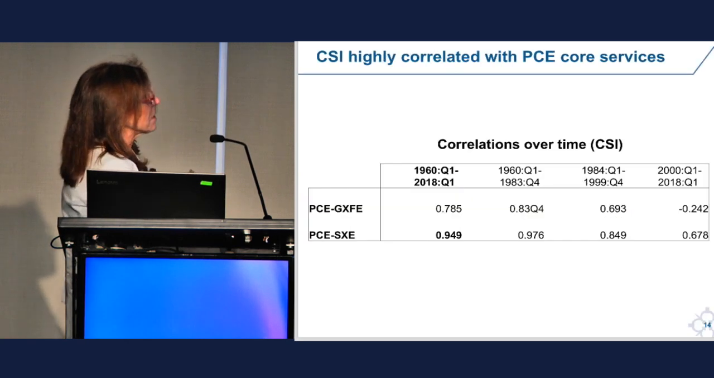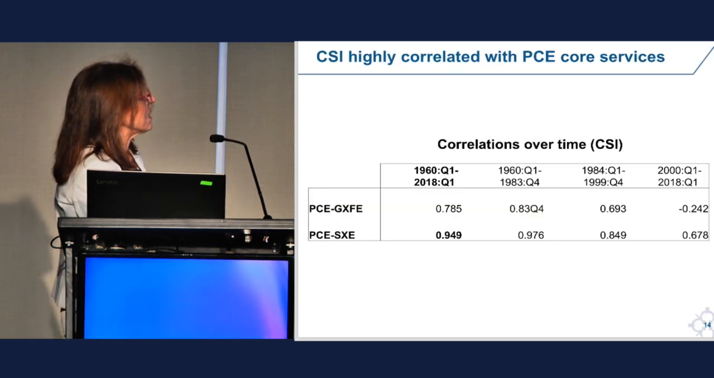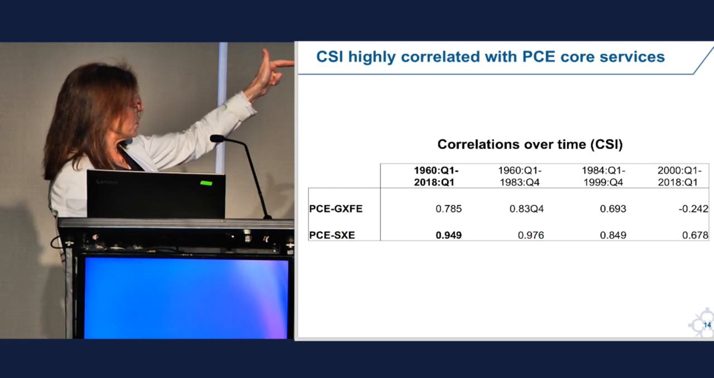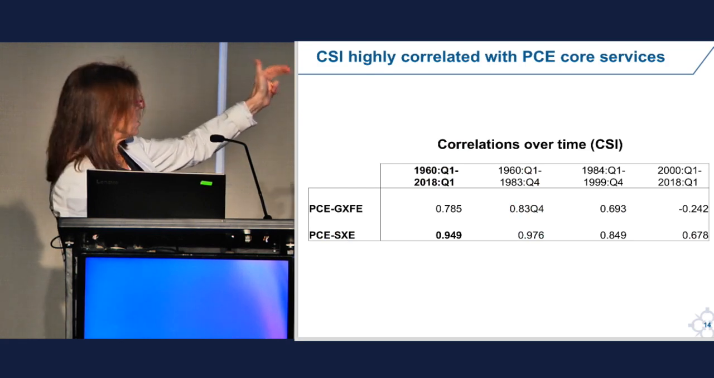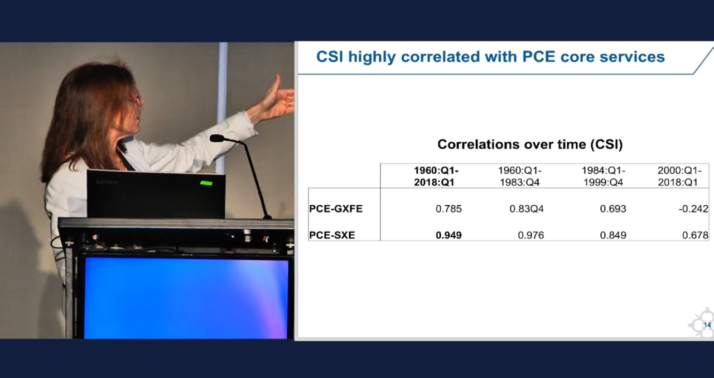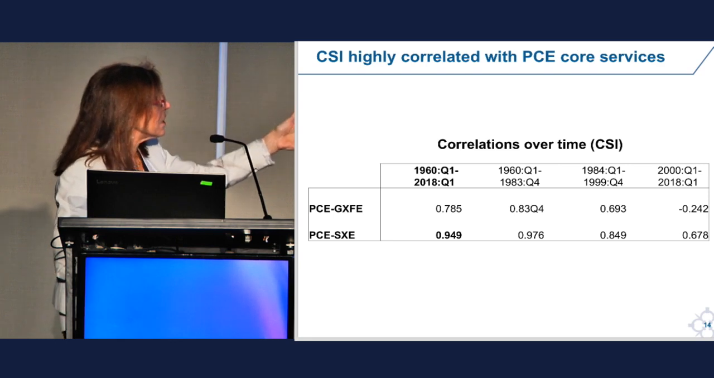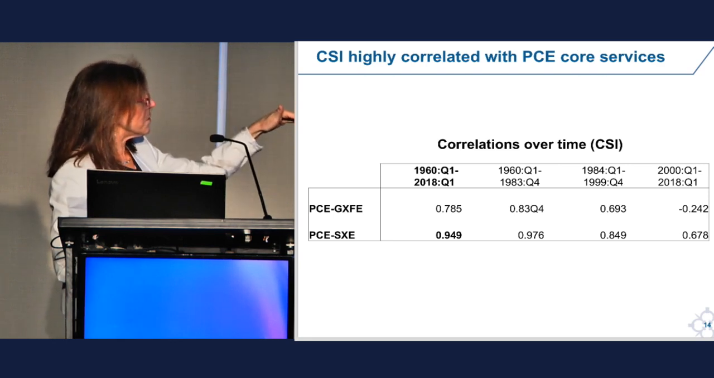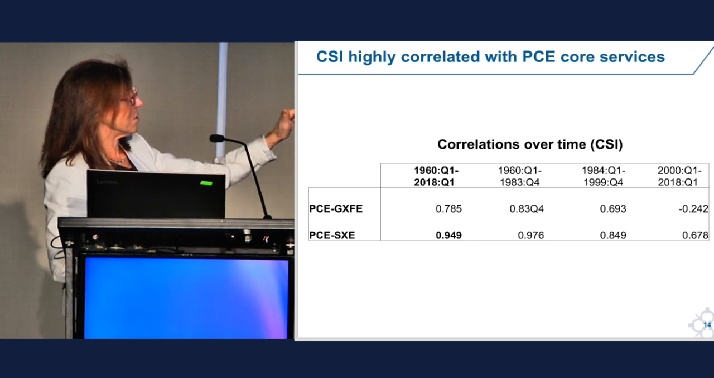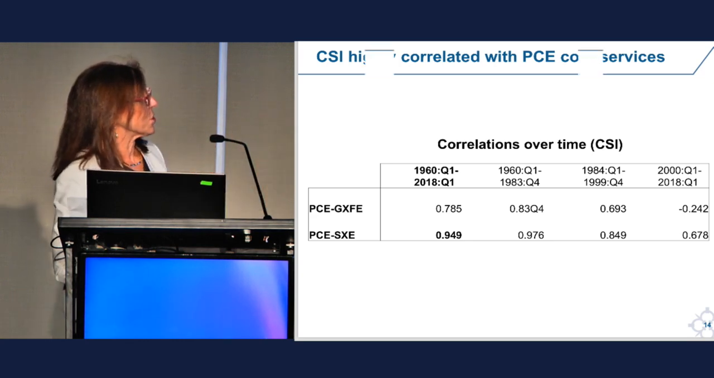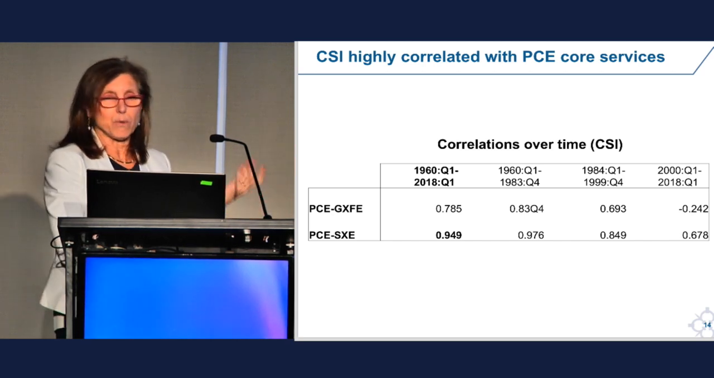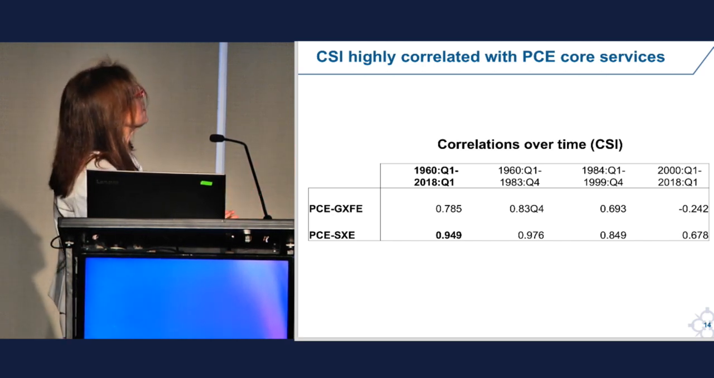So in fact, if you look at the correlation over time of the CSI with the PCE goods, in the first line, PCE goods ex food and energy, and PCE services ex energy, so these are the two core components. You see the correlation is higher for the whole period with the services, but then declines a little bit for the services across sub-periods, but it becomes negative with goods, which, again, you expect once you have seen the behavior of core goods and services.